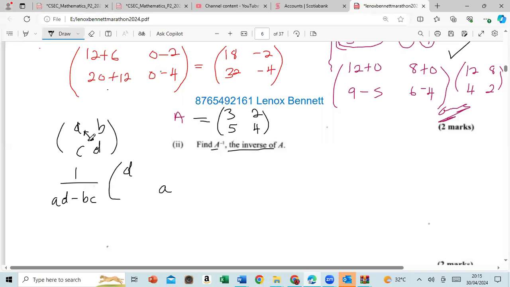And then now we change the sign of this. So this will become negative B and negative C. Notice we're not going to move the position of these, only the sign. So if this is positive, it becomes negative. If it's negative, it's going to become positive, because negative times negative will give you the positive. So we could find this part first, which is the determinant.